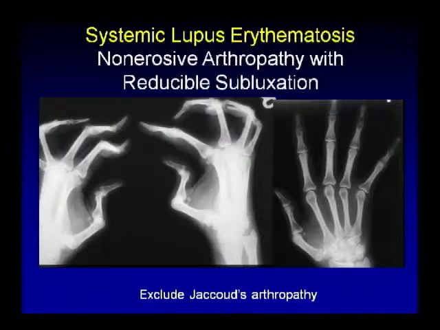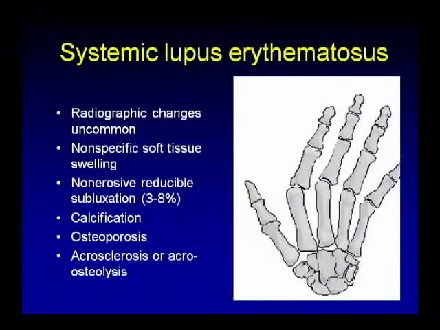So what do we think about there? We think about systemic lupus erythematosus, and we think about Jaccoud's arthropathy, which you get after rheumatic fever. They both look very similar. And the key thing also is that they don't have any erosions. It's very rare that you will see erosions. So that's the answer there.